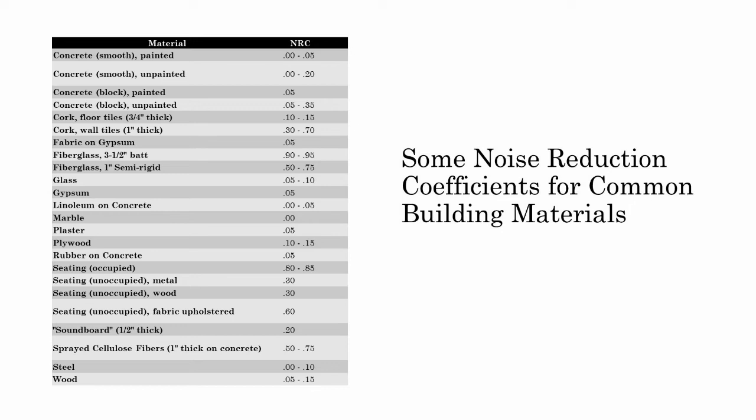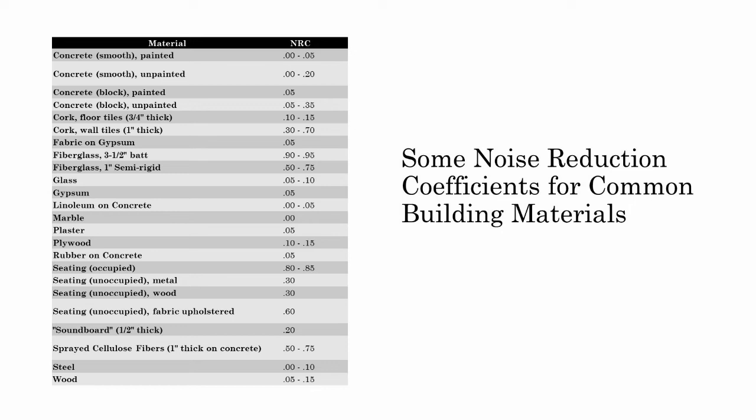21, soundboard with 1/2 inch thick, 0.20. 22, sprayed cellulose fibers, 1 inch thick on concrete, 0.50 to 0.75. 23, steel, 0.00 to 0.10. 24, wood, 0.05 to 0.15.